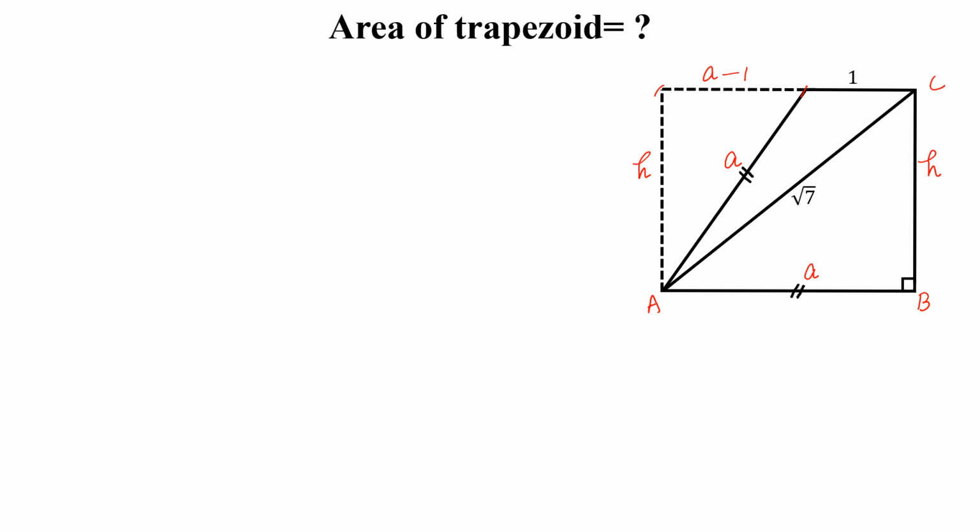So from triangle ABC we can write A square plus H square is equal to 7. Let this be equation 1. Let this point be D and this point be E. So from triangle ADE we can write (A minus 1) whole square plus H square equal to A square.